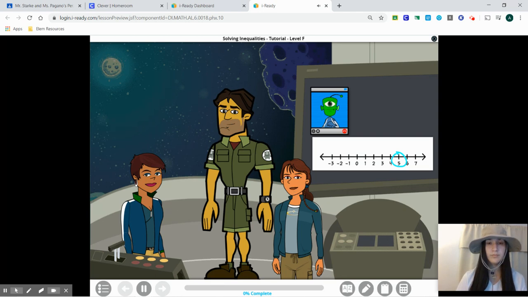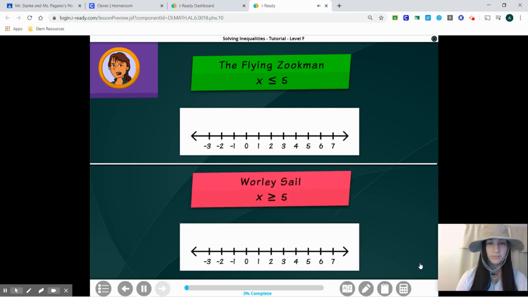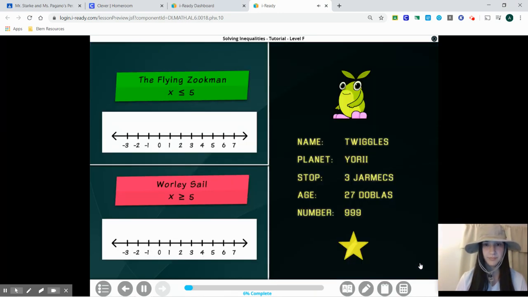What, Umi? We need to use the universal language of algebra? Okay, let's get to work. Crikey, that sure is exciting. Okay, let's start by separating the passengers. We know we have 2 directions. Those going with stops that are less than or equal to 5 Jarmex will take a ride on the Flying Zookman. And those who are going to a stop that is greater than or equal to 5 Jarmex will cruise along the Whirly Sail. Twiggle's stop is at 3 Jarmex, so he will need to board the Flying Zookman. Click on the Flying Zookman.